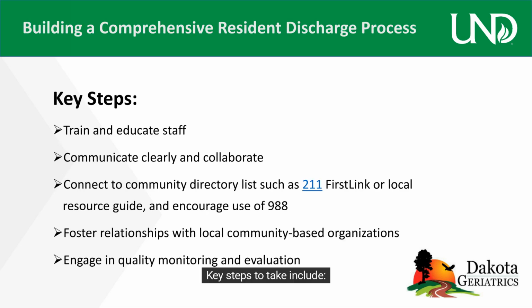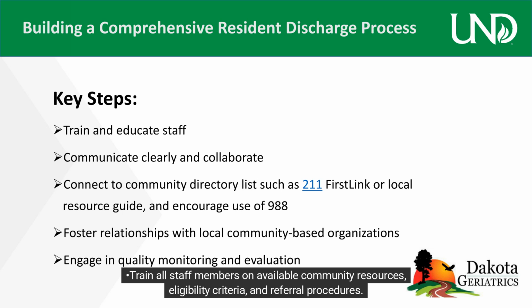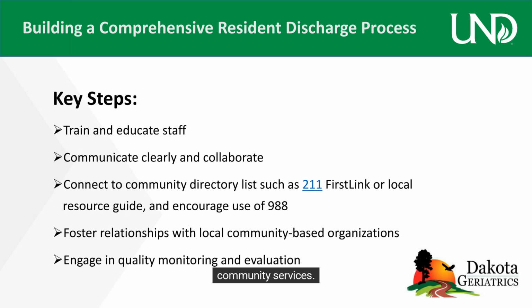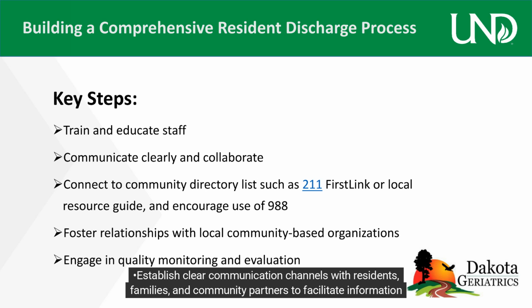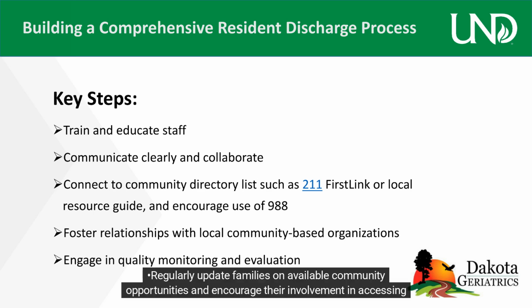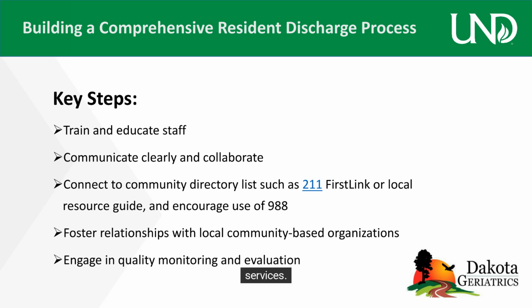Key steps to take include staff training and education. Train all staff members on available community resources, eligibility criteria, and referral procedures. Emphasize the importance of resident-centered communication and actively engaging residents and families in accessing community services. Communication and collaboration. Establish clear communication channels with residents, families, and community partners to facilitate information sharing and coordinated care. Regularly update families on available community opportunities and encourage their involvement in accessing services.